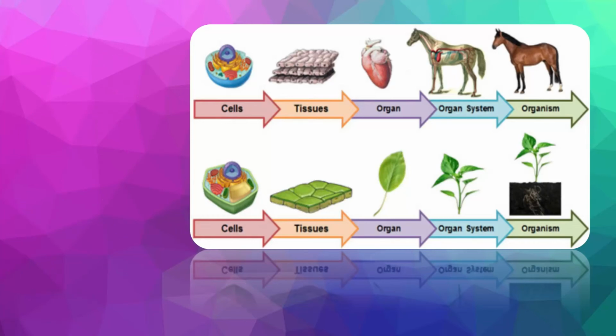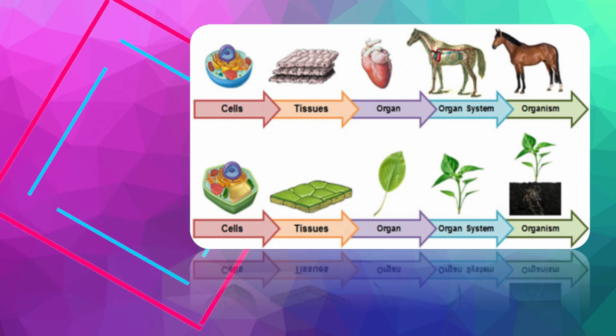Let's now have a recap of the first 5 life's organization. First, the cell is the basic structural and functional unit of life.